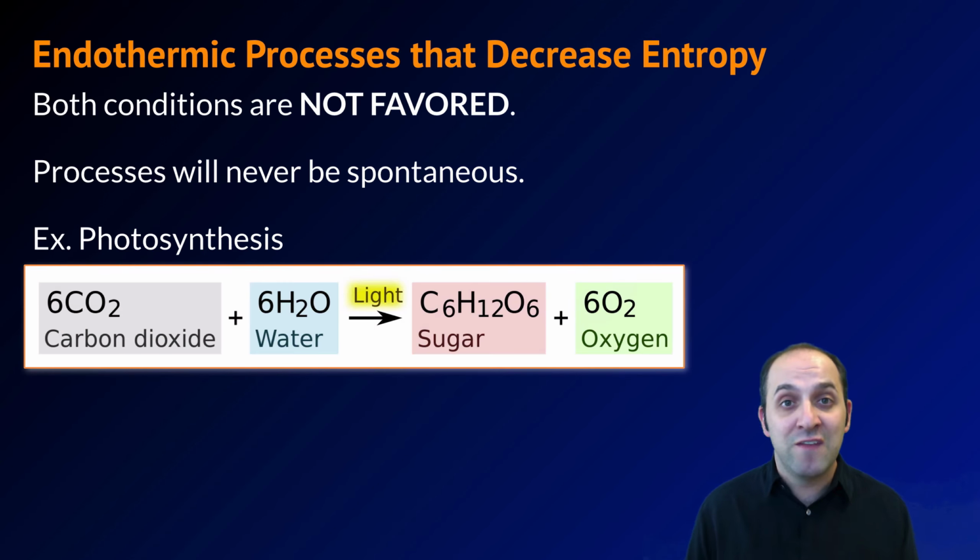A classic example of this is photosynthesis, which, as you know, happens regularly on this planet, but it happens because of the input of energy from the sun. If the sun were to all of a sudden disappear, photosynthesis would cease, as it is not a spontaneous process and really never can be anywhere throughout the universe. So we've got our exothermic processes that increase entropy and our endothermic processes that decrease entropy. Then there are the two weirdo situations.